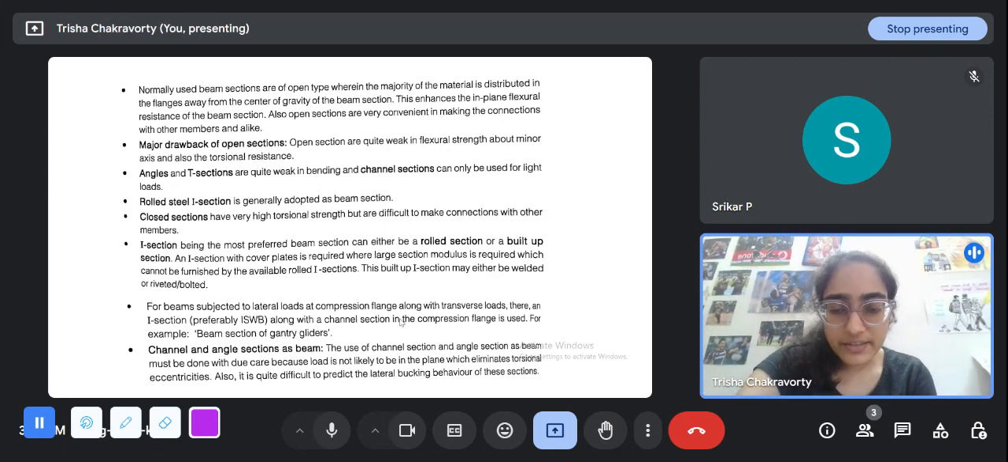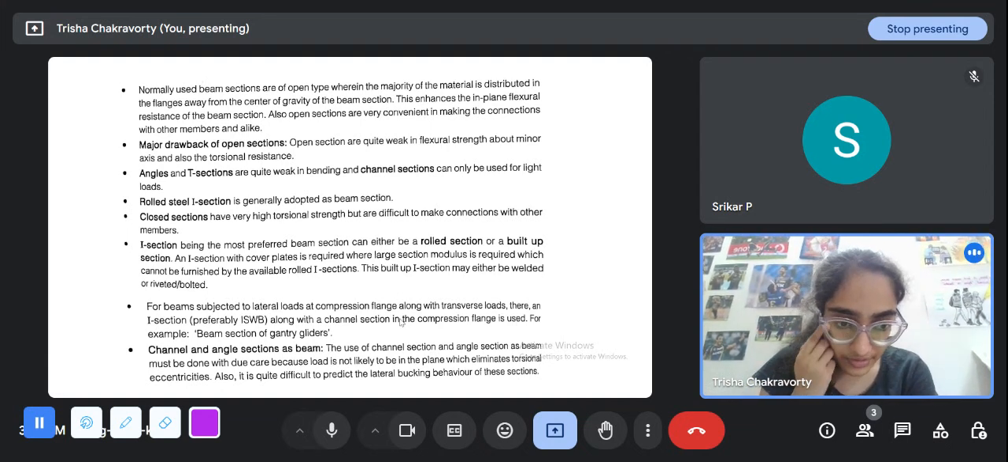For beams subjected to lateral loads at the compression flange along with transverse load, an I section, preferably ISWB, Indian Standard Wide Beam, along with a channel section in the compression flange is used.